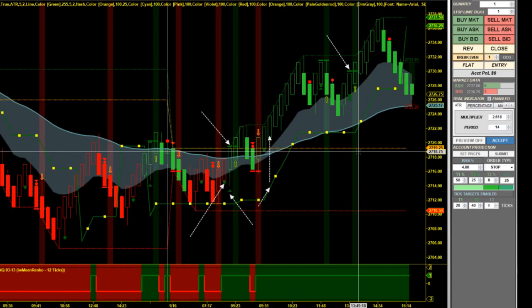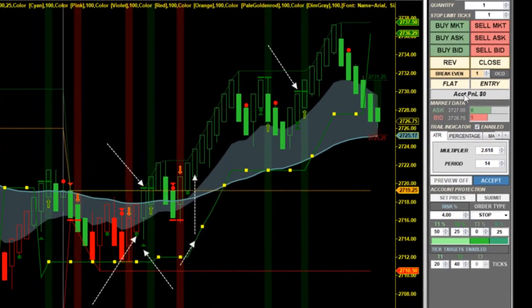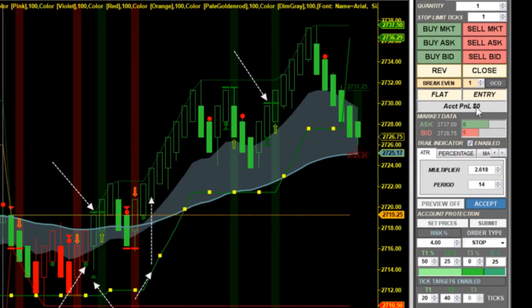You can also still use your traditional chart trader methods of buy market, buy ask, sell ask. All those buttons remain. We have one cancels other. We have a break-even button that brings your stop immediately to break-even very quickly on the chart. And we can show you the position that you're in and the account P&L during the trade.